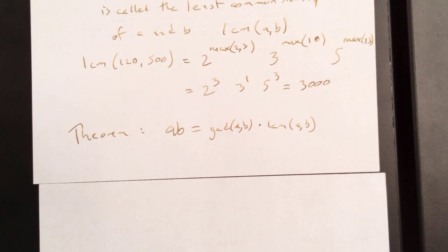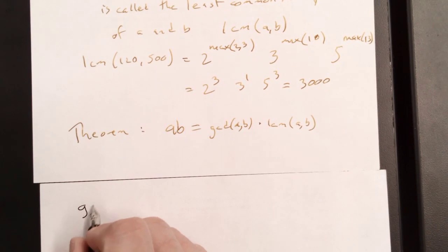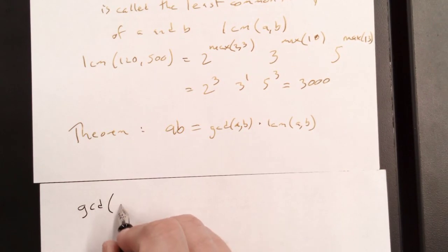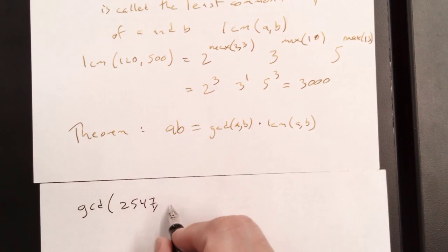Problem with this idea is that finding this decomposition is not trivial. Breaking something down into primes is a pain in the neck. I would like to find the greatest common divisor of 2,547 and 333.